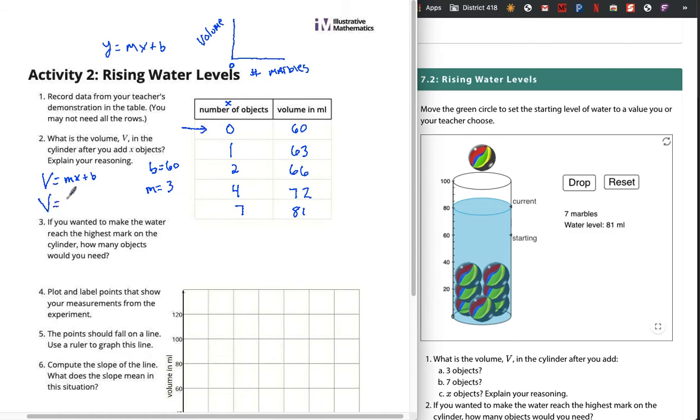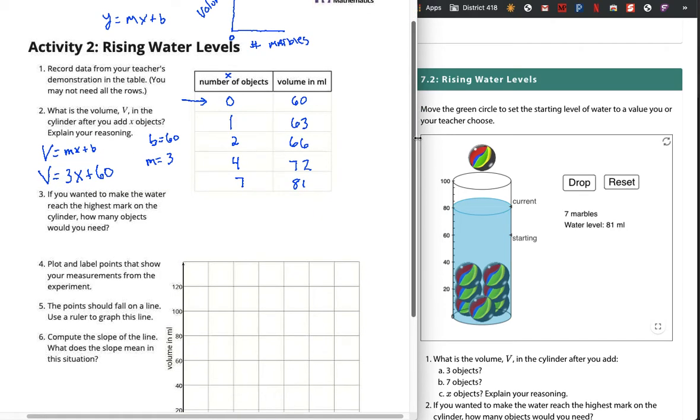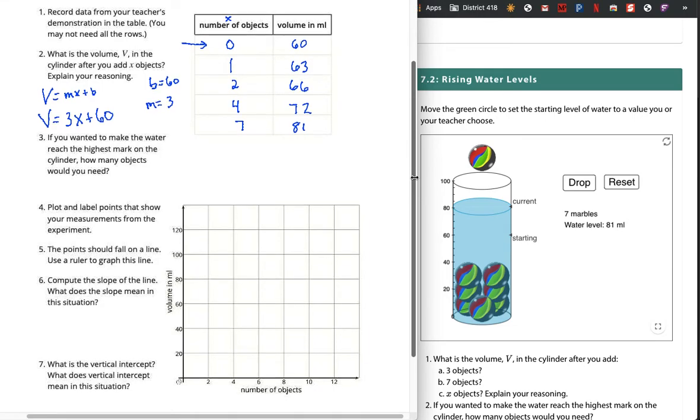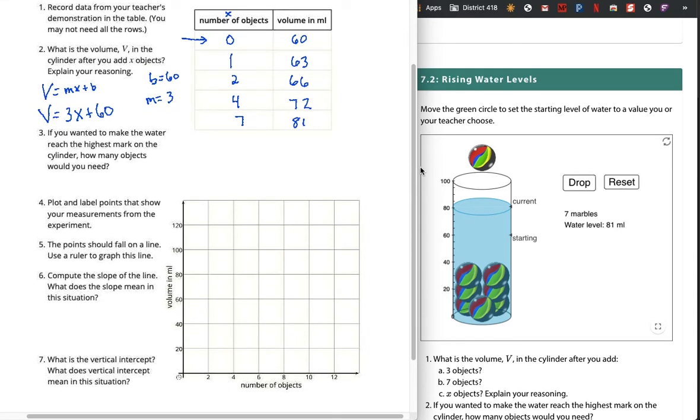Volume is 3 times the number of marbles plus the original 60 milliliters of water. Okay? And we talked through that. Explain your reasoning. I can see that there were 60 milliliters of water when there were 0 objects, and I can see that the water goes up 3 every time I add 1 object. That's my slope.